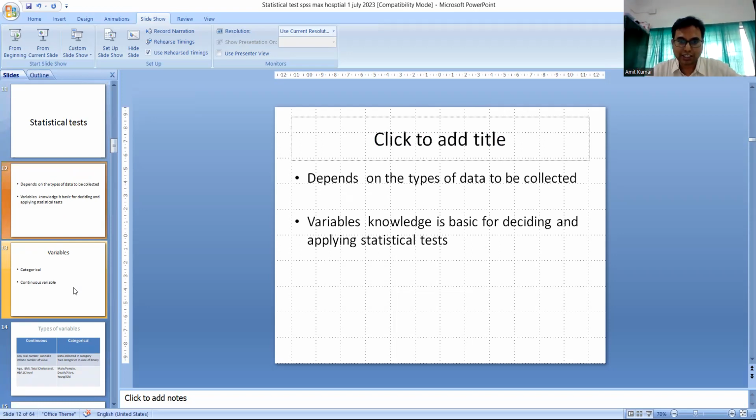Now we come to the statistical test in SPSS. The statistical test depends on the types of data we have collected. And the types of data, in terms of the variable, knowledge of the types of variable is very important. It is basic for deciding or applying any statistical test. I'm quite sure you already know the types of variable.